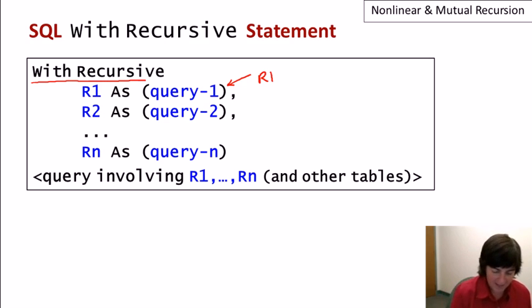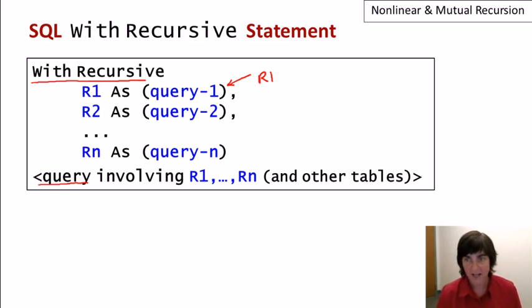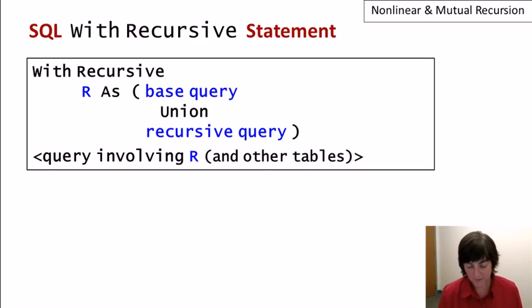And then at the end, the final result is a query that might involve those recursively defined relations, as well as other tables in the database. As we saw in the previous video and demo, it's very common for recursively defined relations in the with statement to take the structure of having a base query that doesn't involve R, the recursively defined relation, unioned with the recursive query. And we saw many examples of that form.